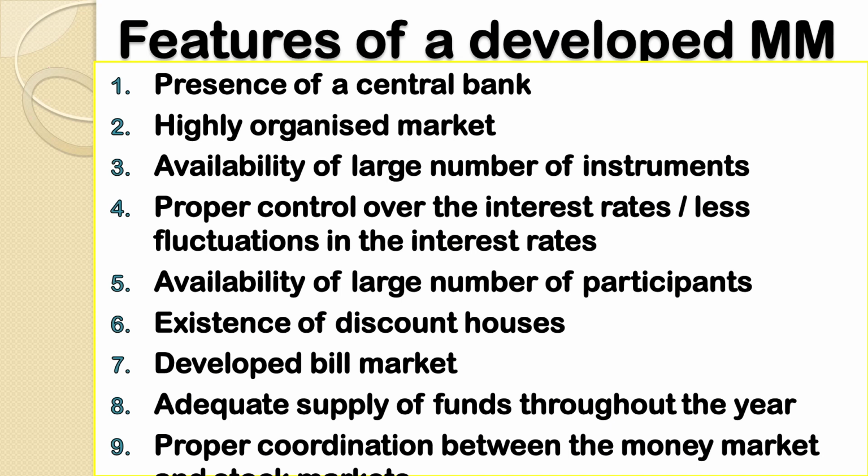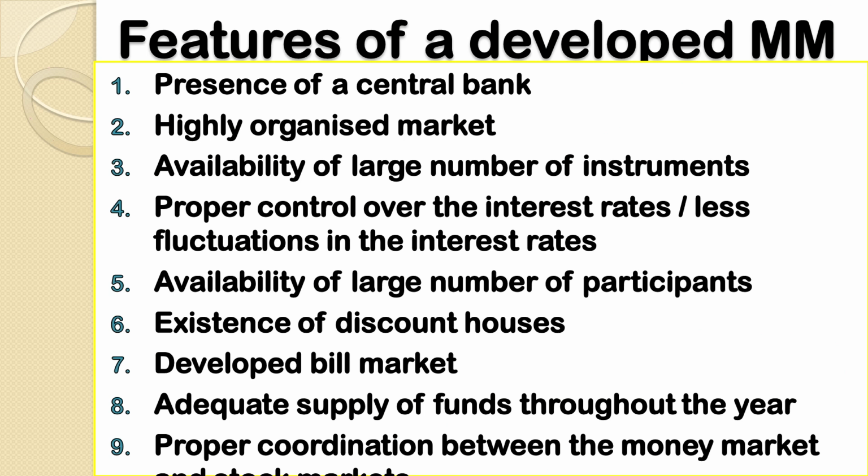In the same manner, if you talk regarding the UK, United Kingdom, then there also the Bank of England is there. That is the central bank of the United Kingdom, and that is the regulatory body for their money market. So the point number one, or the most important feature, is that there must be a presence of a central bank. Now the second important feature is that the market must be highly organized.